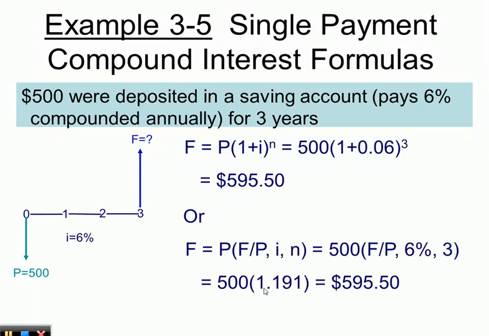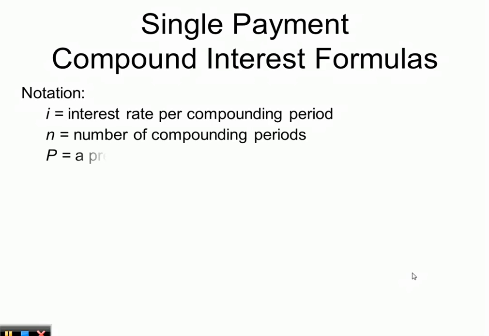And that's where you find this value of 1.191 thousandths. And when you multiply these two, this is what you're gonna get, right? So again, these are equivalent, different ways to basically do the same thing. So let's talk about it in a little different way. Let's again look at our notation as before.